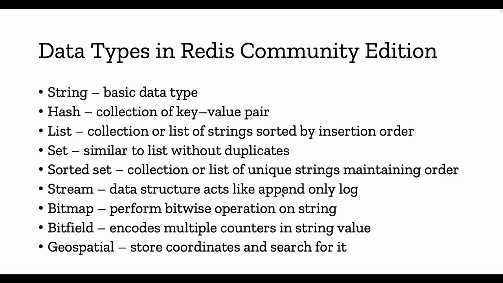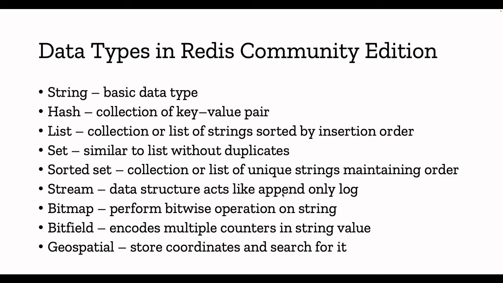Then followed by hash. Hash is basically a collection of key value pairs. You can assume it like a JSON dictionary. If you're doing programming and you're well versed with data types, you know what a dictionary is. It's basically a collection of objects inside, so you can assume it like a collection of key value pairs.